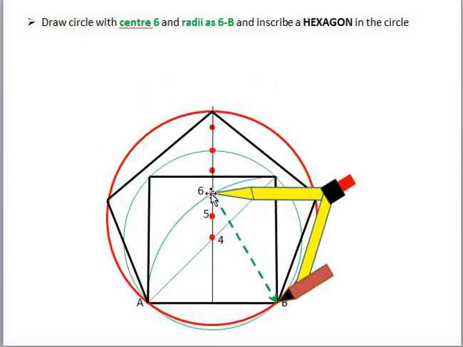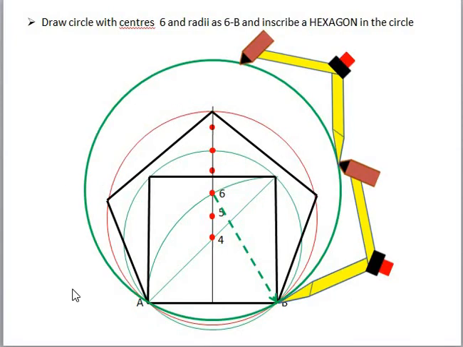Similarly, you come to the upper point, 6 this time, and take the center as 6, radius is 6b. And then again, draw one circle, like this. And inside the circle, the number you see is 6, so here 6 sides will come, and the name will be hexagon.